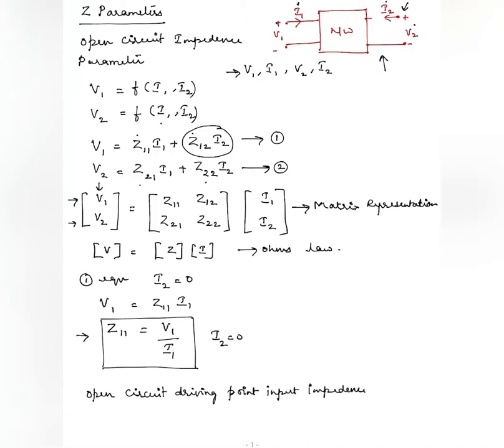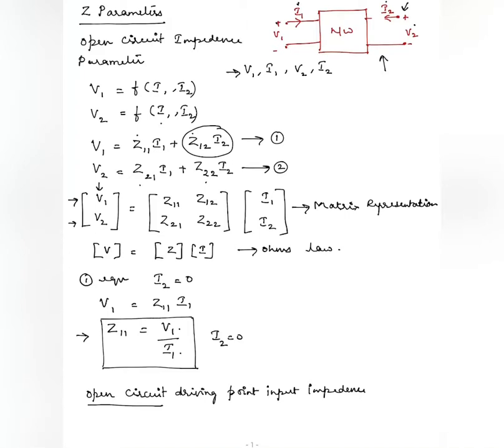Why? Because it is input impedance, because input voltage divided by input current, that is at the input side. So that is why its name input impedance. Why open circuit? Because the output terminal is open circuited. How? By making I2 equal to 0. So this is one parameter that we have got.